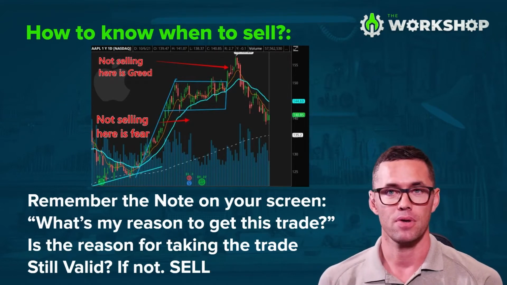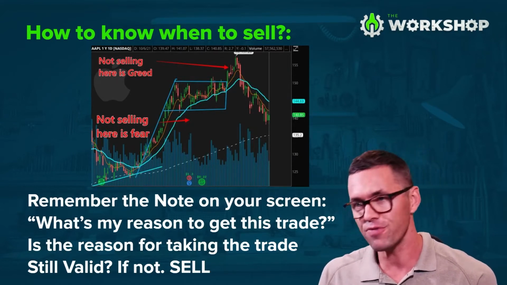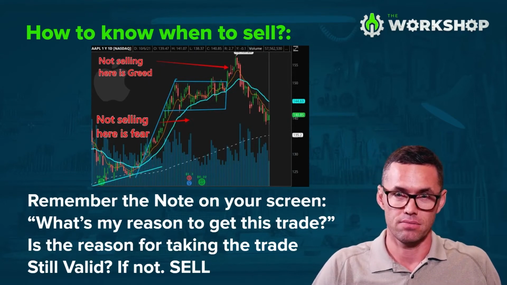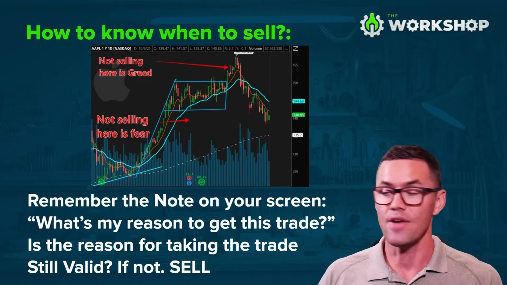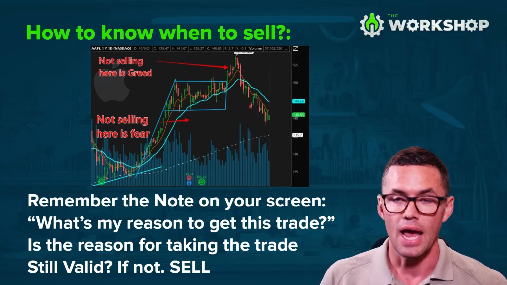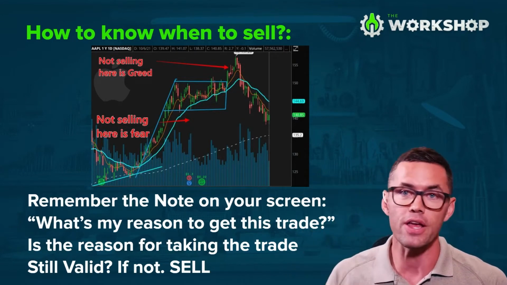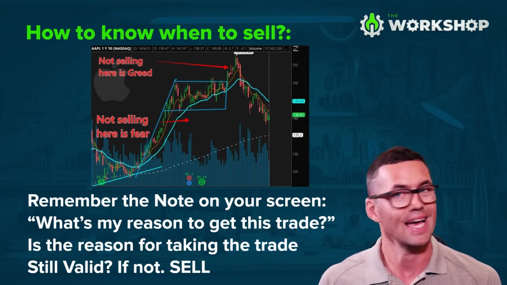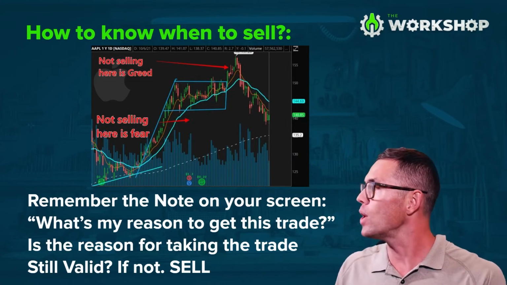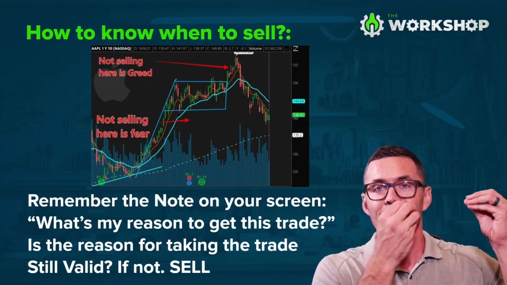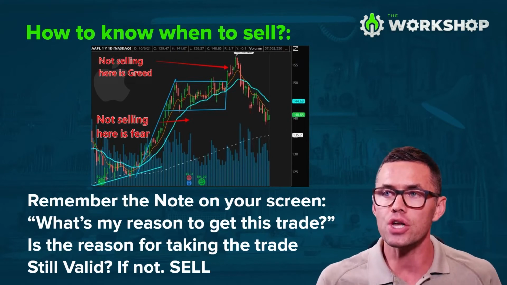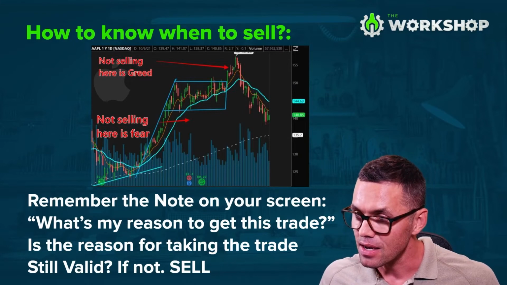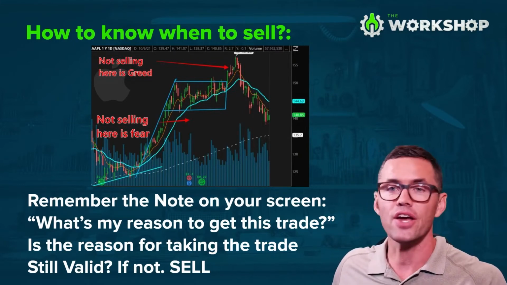For the setup, it's a bull flag. Is it still in the flag? Still valid. If it's not, not valid. Sell. All right? If it's a 13/30 crossover and the 13 moving average has moved above the 30 and it crosses back below, is it still valid? No. Get out. So that's the question you got to ask yourself. Is the reason I took this trade still valid? If it's not, get out.